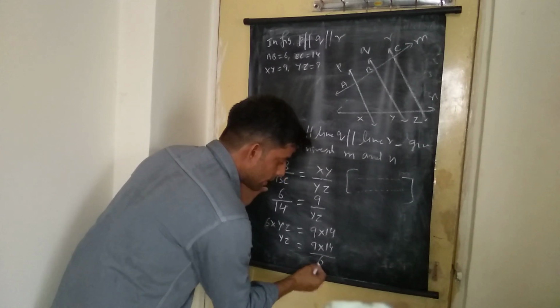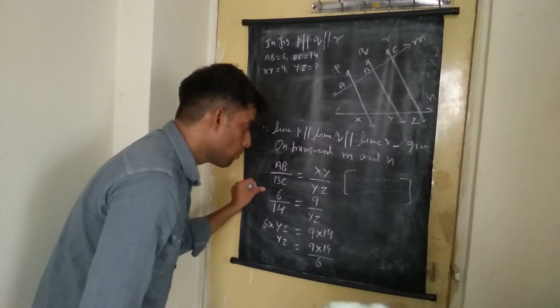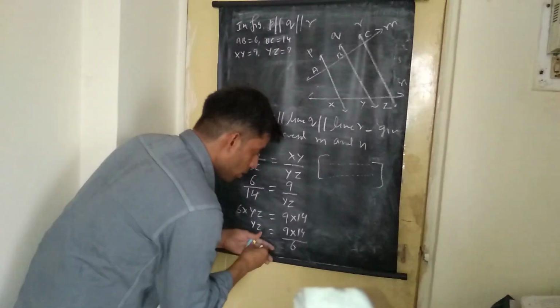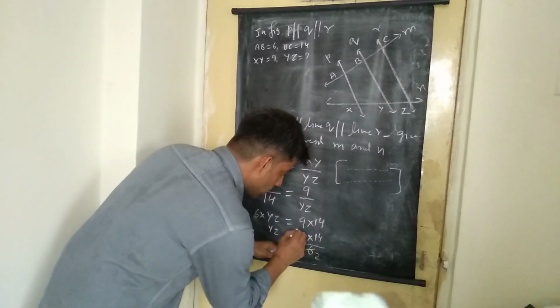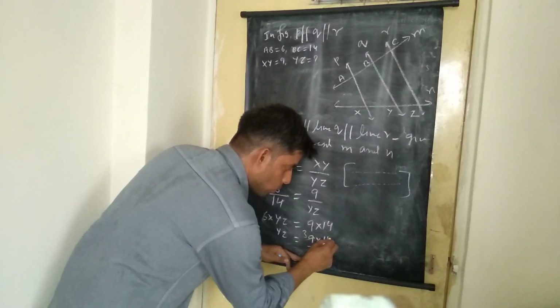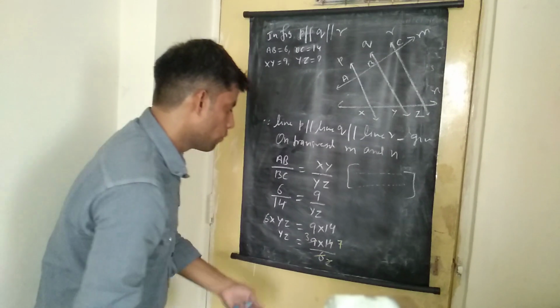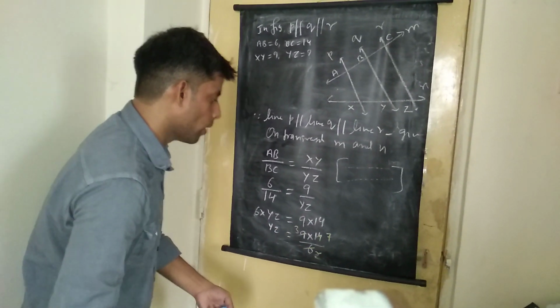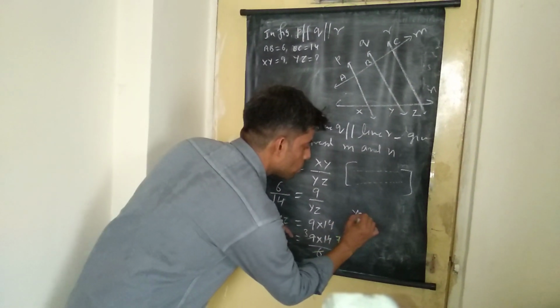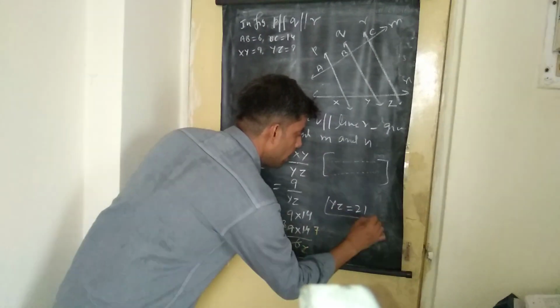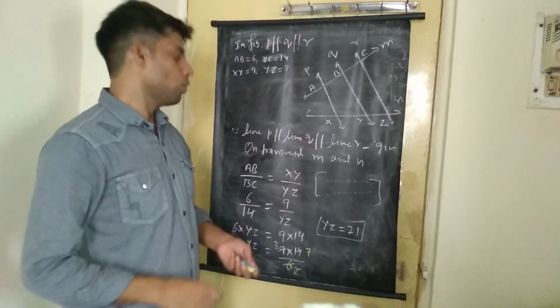See here, 6 and 9 are both divisible by 3. So we can say 3 twos are 6, 3 threes are 9, and 2 sevens are 14. So we get YZ as 21. So YZ is equal to 21. Thank you very much.